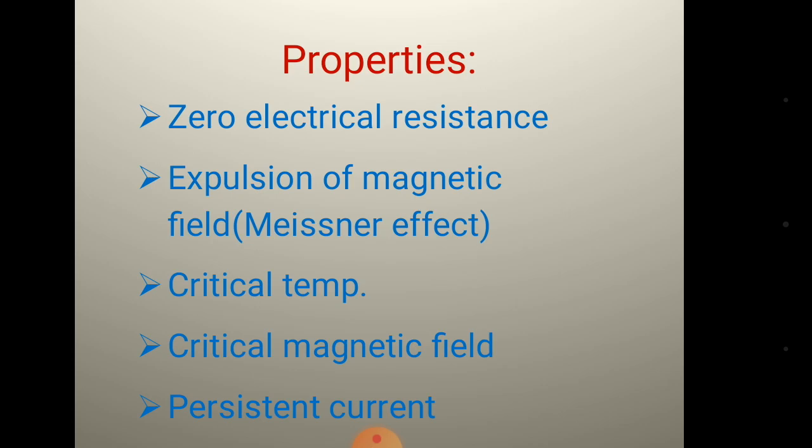Next property is persistent current. Persistent current is an electric current not requiring an external power source. Last property is that the thermoelectric effect is absent.